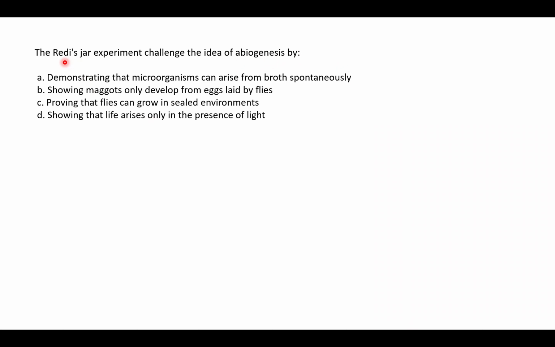So, how did the Redi jar experiment challenge the idea of spontaneous generation? Did it show that life arises only in the presence of light? Or prove that flies can grow in a sealed environment? Or show that maggots can only develop from eggs laid by flies? Or demonstrate that microorganisms can arise from broth spontaneously? Which one do you think is correct?